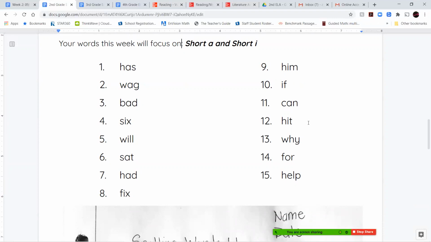Your words this week are the word has, wag, bad, six, will, sat, had, fix, him, if, can, hit, why, for, and help.